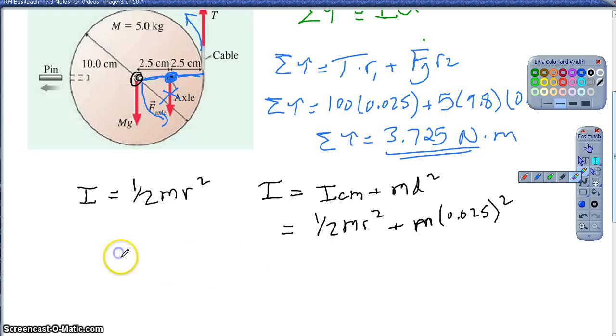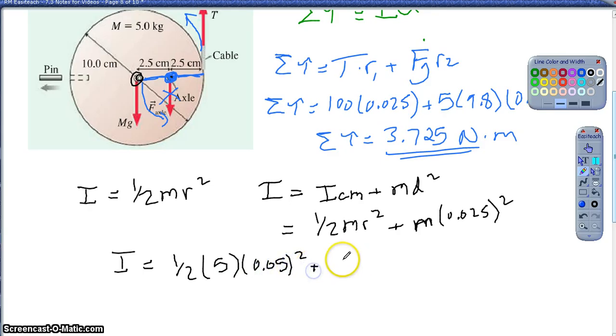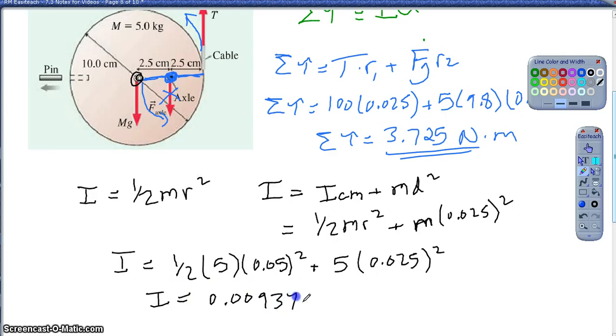So my moment of inertia for the disk equals 1/2 the mass of the disk, which is 5, times the radius of the disk, which is 0.05, squared, plus again the mass of the disk times 0.025 squared. So there's my total moment of inertia: 0.009375 kilograms times meters squared. So that is my moment of inertia. I've got that taken care of, no big deal.